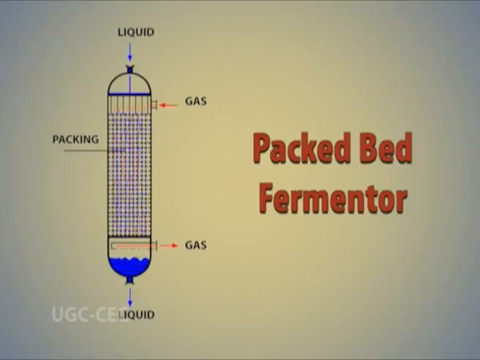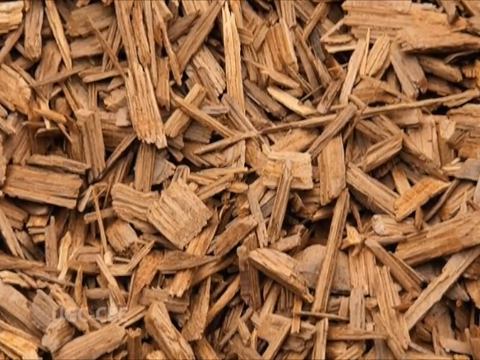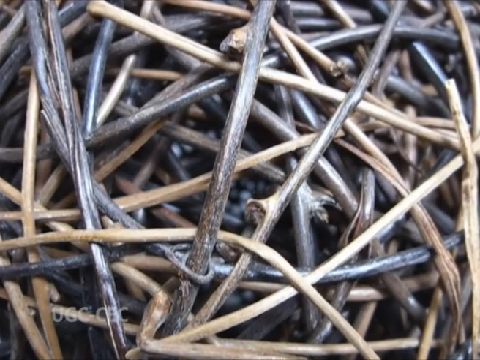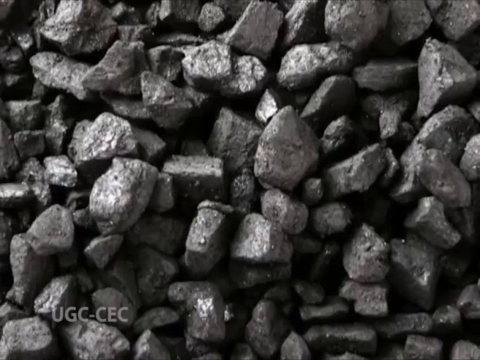In packed bed fermenter, a vertical cylindrical column is packed with pieces of some relatively inert material, for example wood shavings, twigs, coke, and aggregate or polythene. Initially, both medium and cells are fed into the top of the packed bed.